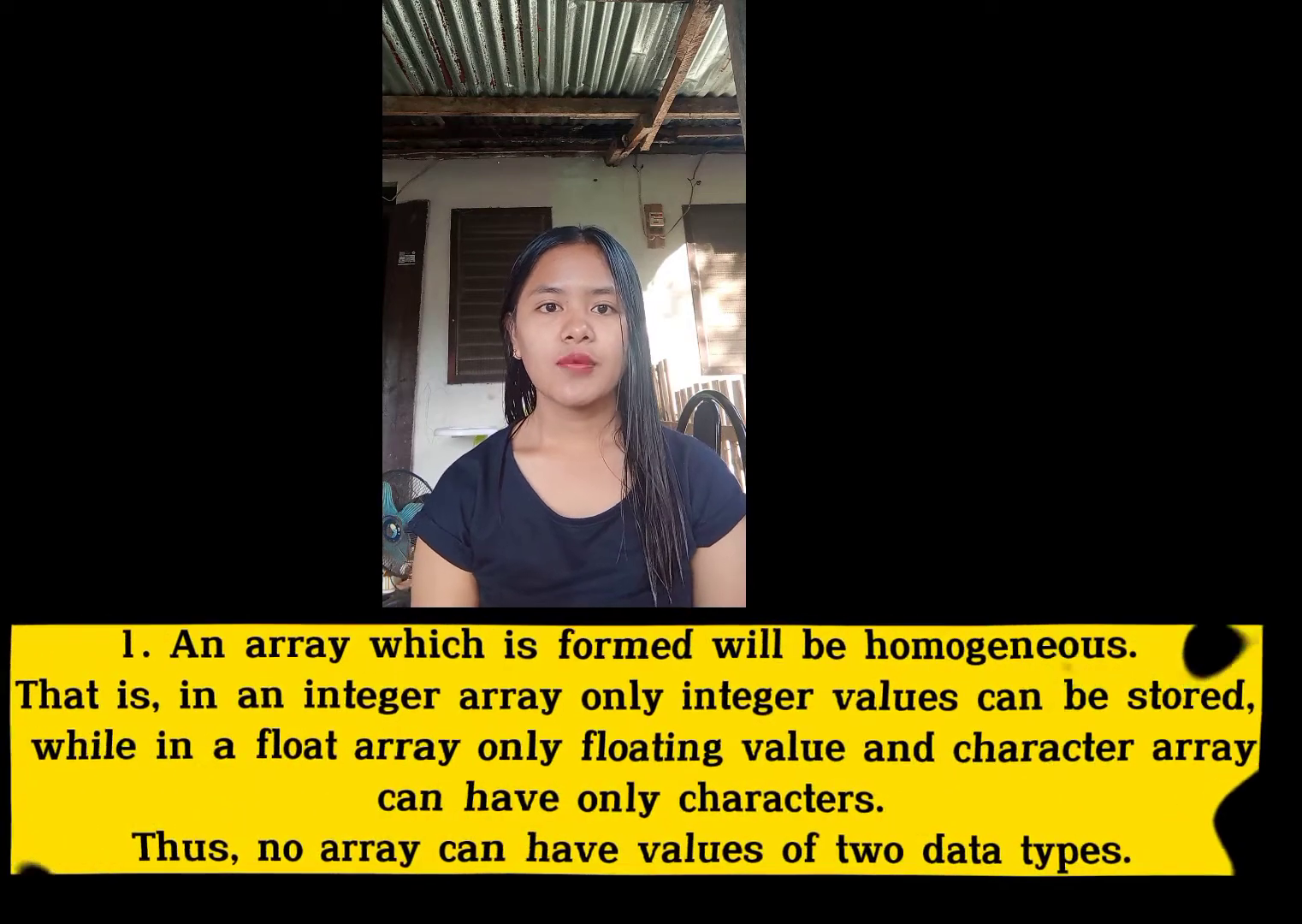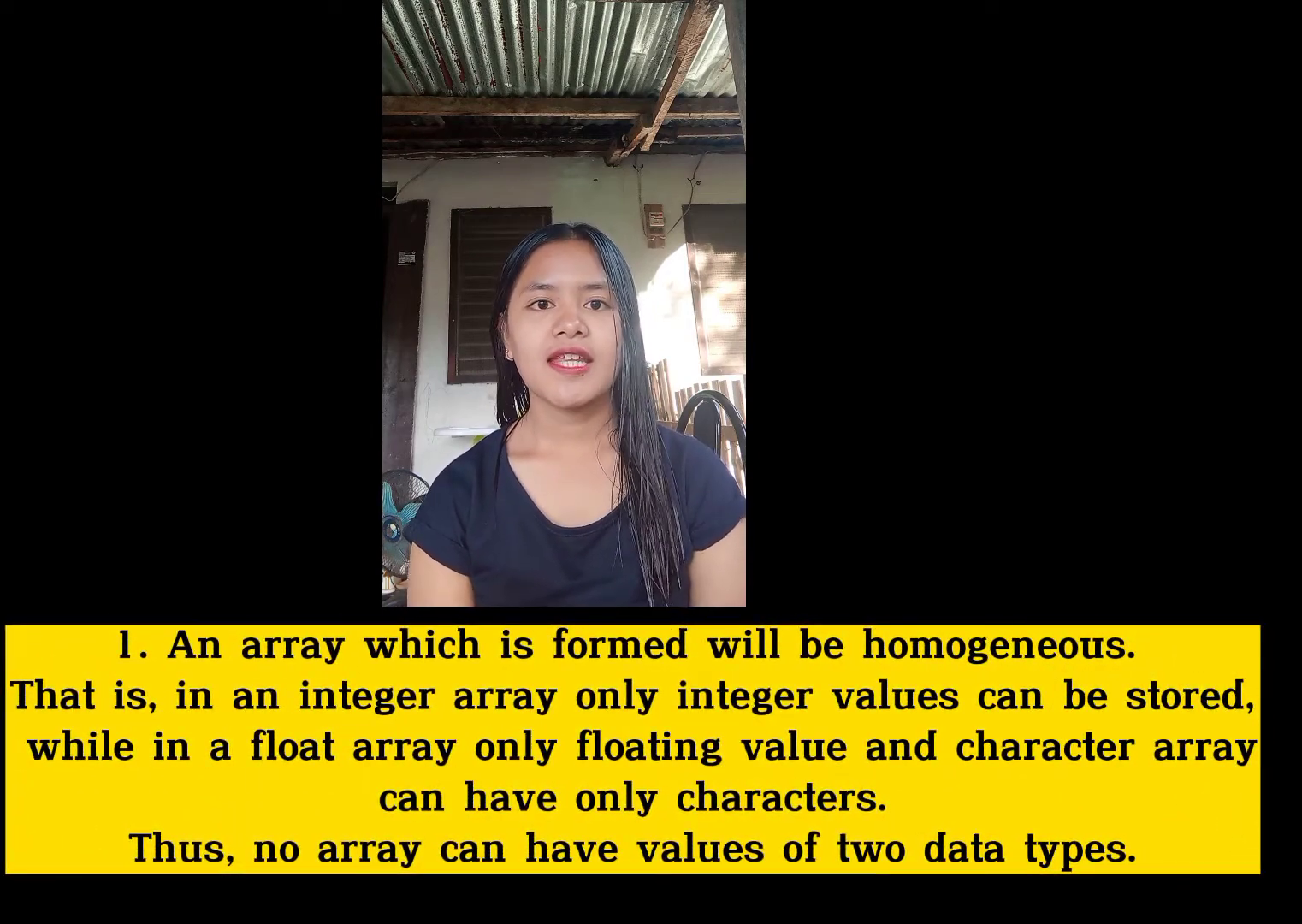What are the limitations of an array? First, an array, once formed, will be homogeneous. That is, in an integer array, only integer values can be stored, while in a float array, only floating values, and a character array can have only characters. Thus, no array can have values of two data types.